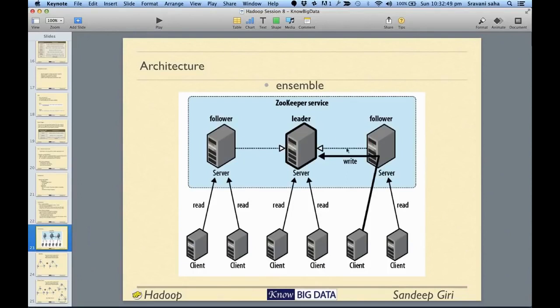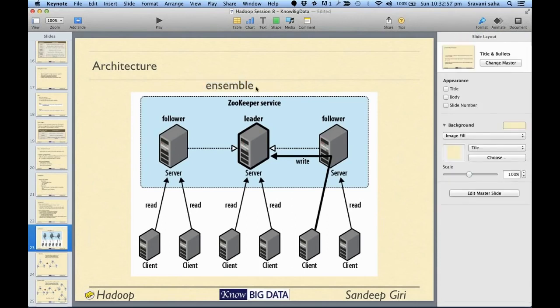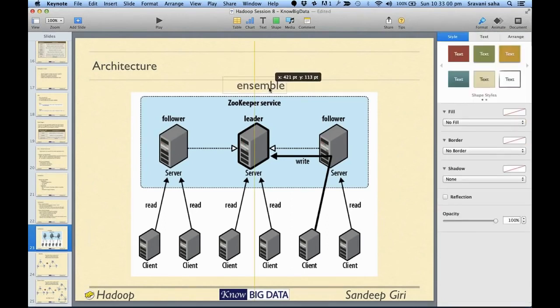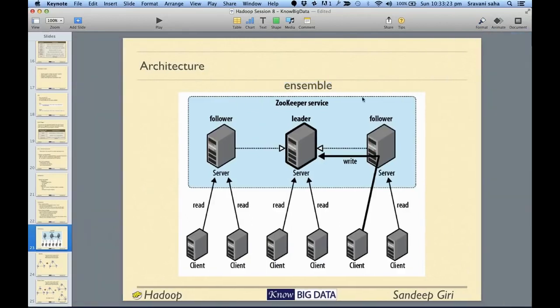These are the three machines in our ensemble. In this ensemble there were three machines. All these three have decided to choose one machine as the leader.